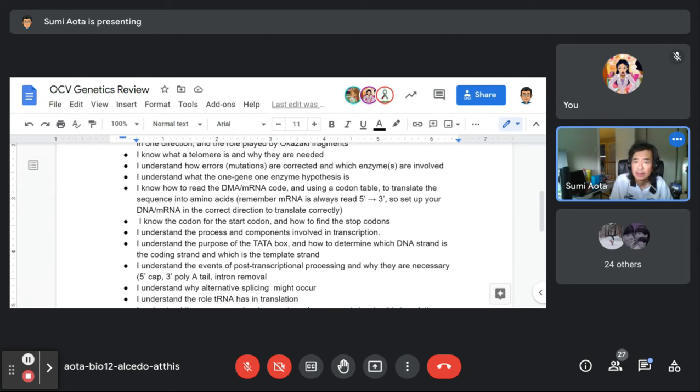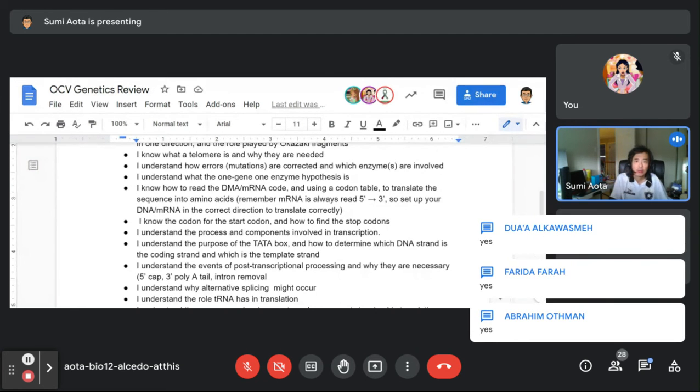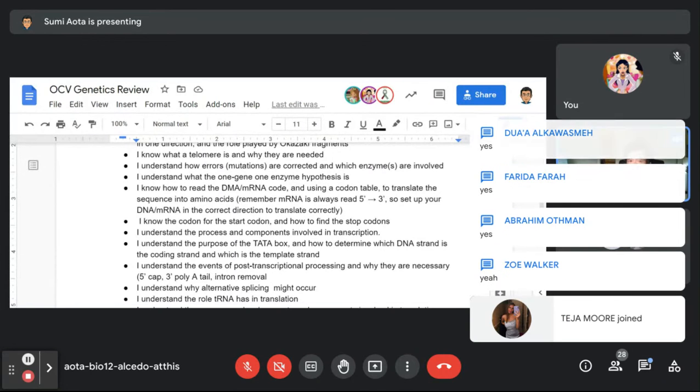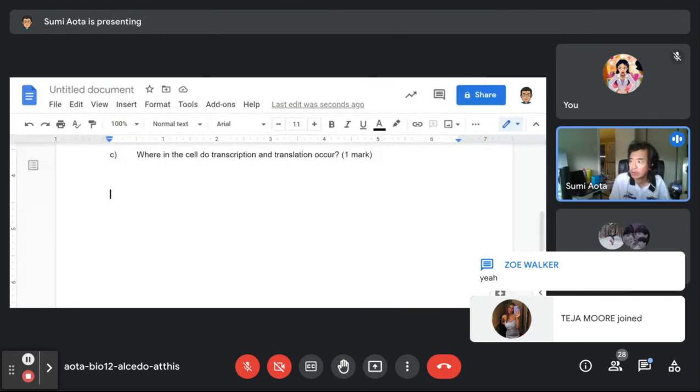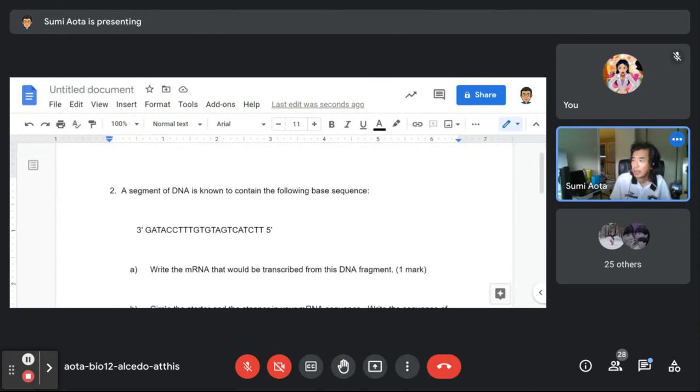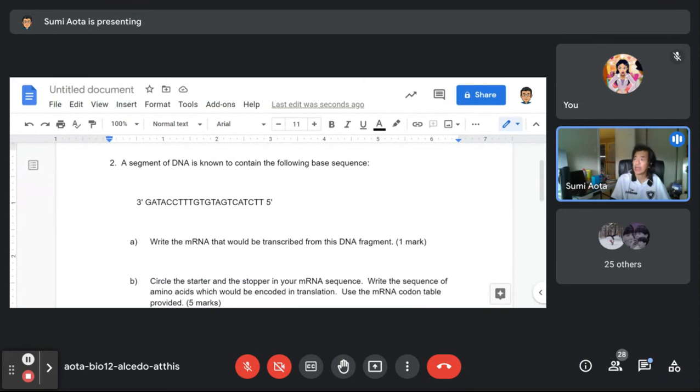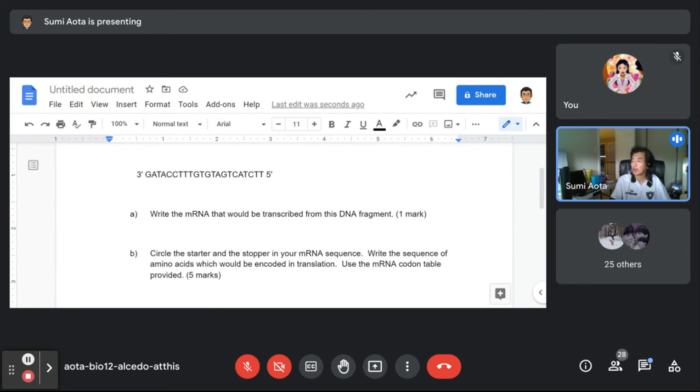Do you guys have access to your textbooks? Okay, so what I need you guys to do, because what I've got here is a question I want you to try for a genetics review. Okay, so I'm giving you a chunk of DNA. From this chunk of DNA, write the mRNA sequence that will be transcribed from this fragment. Circle the starter and stopper in your mRNA sequence. Write the sequence of the amino acids that will be encoded in translation, and use the mRNA codon table.